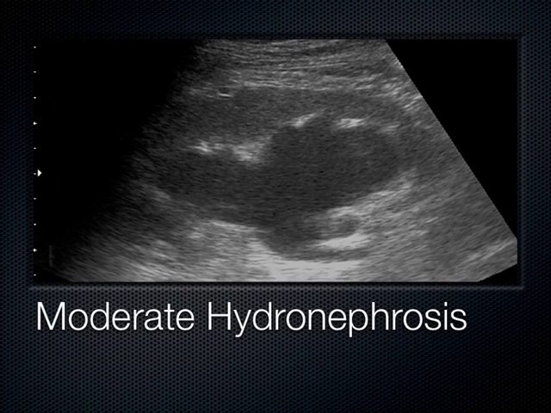If all I saw was a big black center where the kidney should be, and there's no cortex left, it's very, very rare, but that would be severe hydronephrosis. The fact that I can still make out cortex to me tells me this is probably moderate.